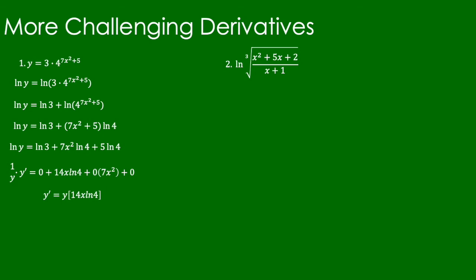Now we solve for y prime by multiplying both sides by y. Then we go all the way back and remember that we have y, so we substitute that. Now we just have to clean this up a little bit. So remember, we can't do anything with the ln of 4 because the 4 is on the inside of the log, but we can simplify the 14x with the 3. That will be 42x. And then we'll rearrange it neatly, just like this.